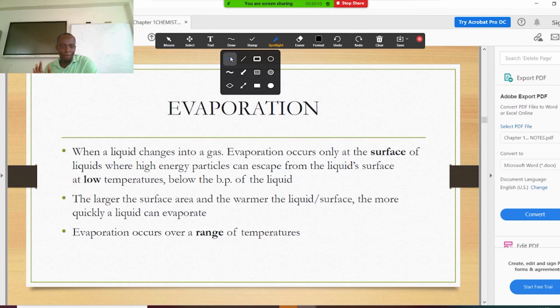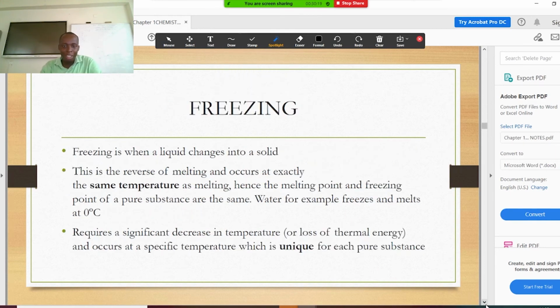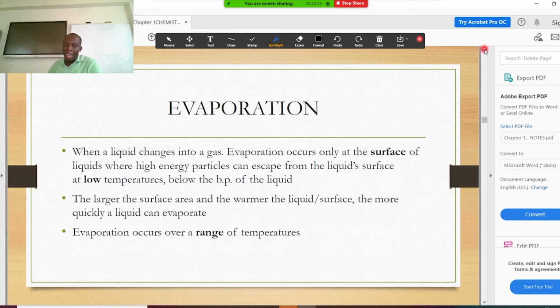So let's take note of that. Now, when it comes to boiling, boiling does not occur only at the surface, it occurs within and on the surface. What do I mean? At boiling, the molecules in the medium, if you are using water, have maximum energy, enough energy to convert into a gas. So this time, it is not just a few of them, but the whole medium that has enough energy to convert into the gaseous state. And so that is boiling.